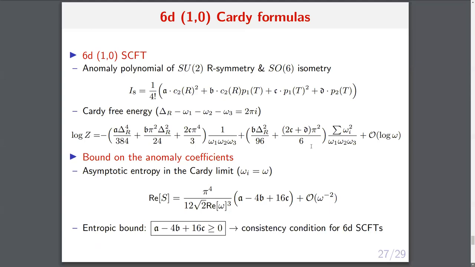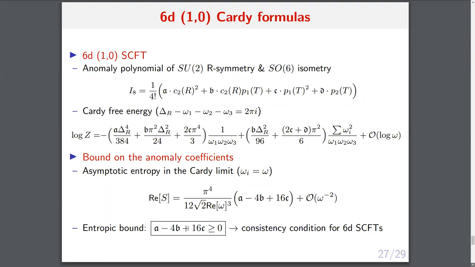There you have on the bottom these coefficients A, B, and C, calligraphic. Can you tell a bit more about them? They are coefficients that come from the anomaly polynomial, as I understood. The question is, can you hook up a theory where this condition will not be satisfied, where A minus 4B plus 16C will be smaller than zero or equal to zero? I haven't found any such example in which this condition is violated. I couldn't think of any examples either.